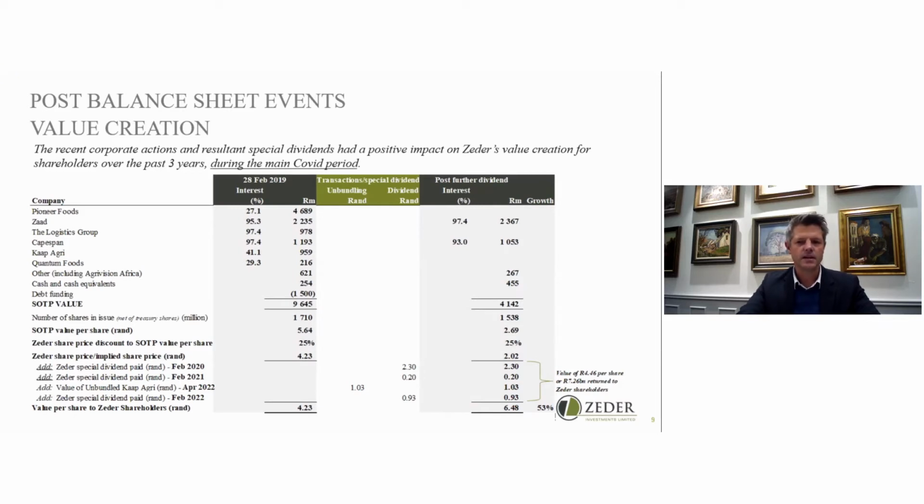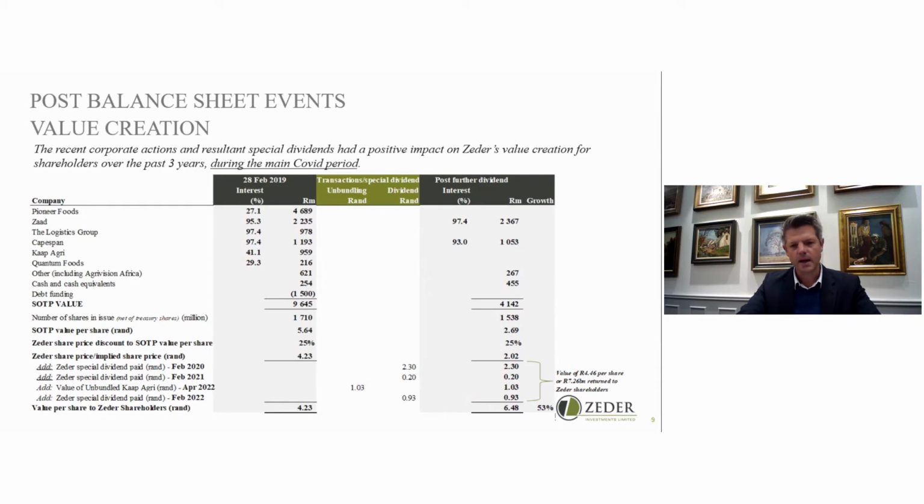I mean, our strategy is to create shareholder wealth. If you were a shareholder 3 years ago on the 28th of February 2019, you would have had a Zeder share price of 4.23 per share. Since then, if you add all the special dividends and the unbundling of Kaap Agri, you would have received around 4.46 per share, and then also have a remaining stake in our current portfolio.